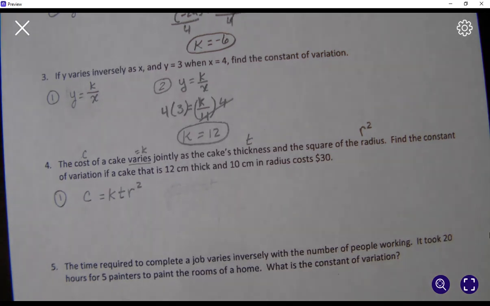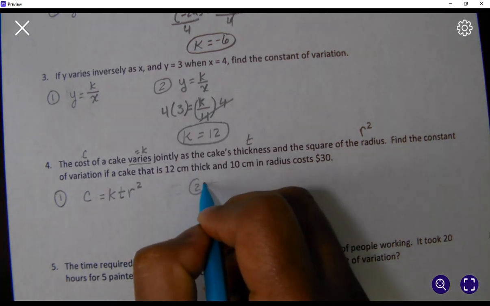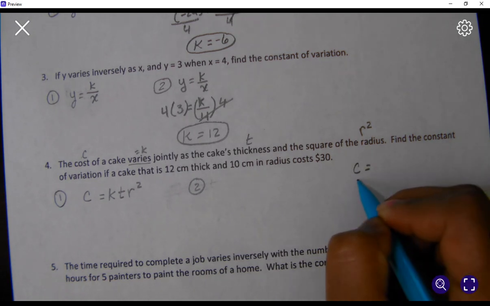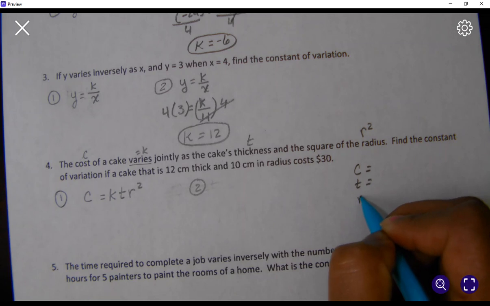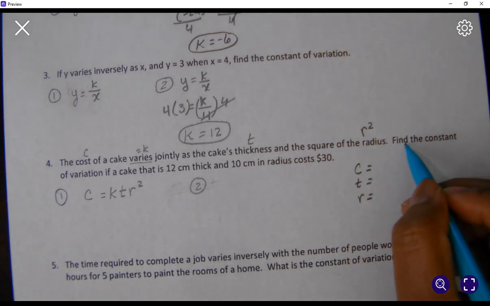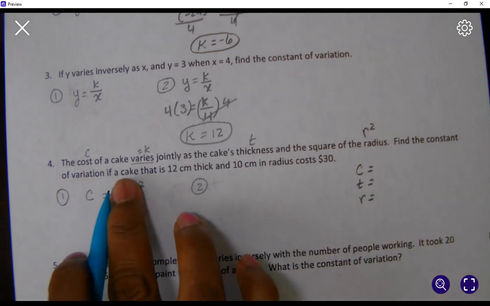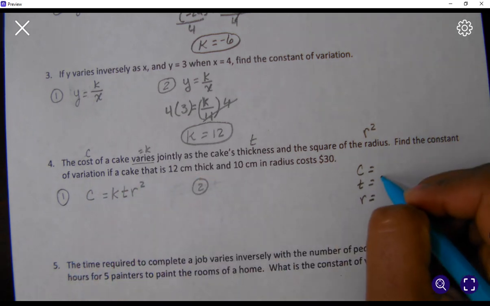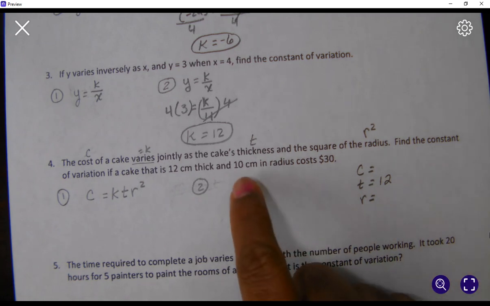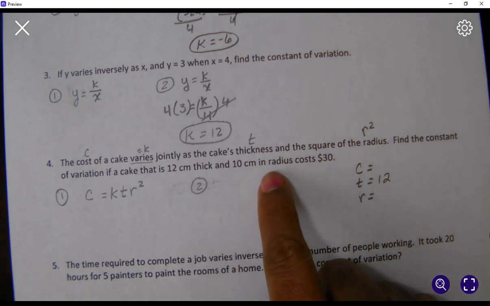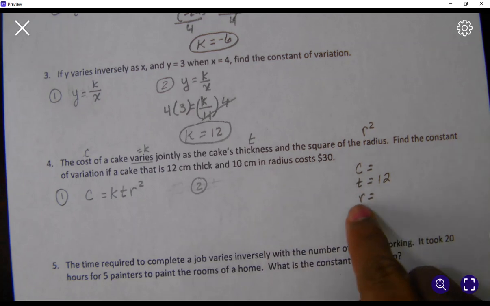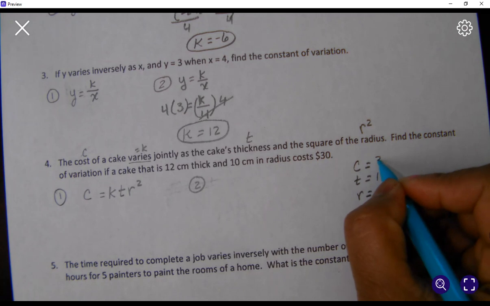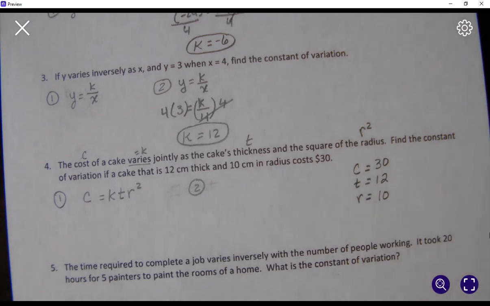There's my equation. And then the second step is we're gonna plug in all of these numbers. So we have to find what C is equal to, what T is equal to, and then what R is equal to. It says find the constant of variation if the cake that is 12 inches thick, 10 centimeters in radius, so the radius is equal to 10, and then the cost is equal to 30. Okay, so there are my numbers.